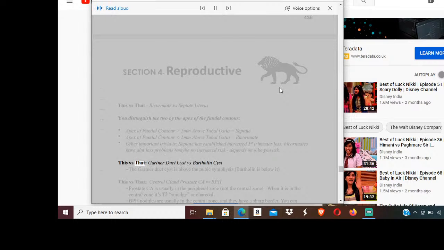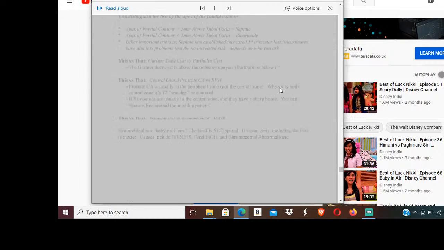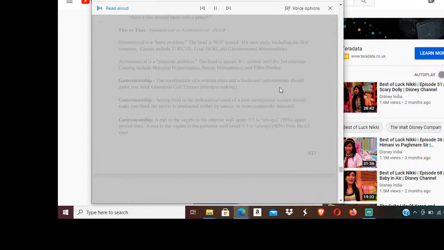This vs that: Gartner duct cyst vs Bartholin cyst. The Gartner duct cyst is above the pubic symphysis, Bartholin is below it. This vs that: central gland prostate CA vs BPH. Prostate CA is usually in the peripheral zone, not the central zone. When it is in the central zone it's T2 dark, smudgy, or charcoal. BPH nodules are usually in the central zone, and they have a sharp border. You can draw a line around them with a pencil.